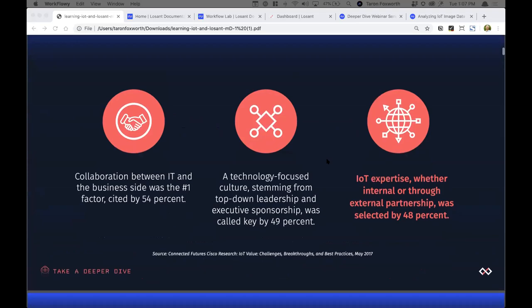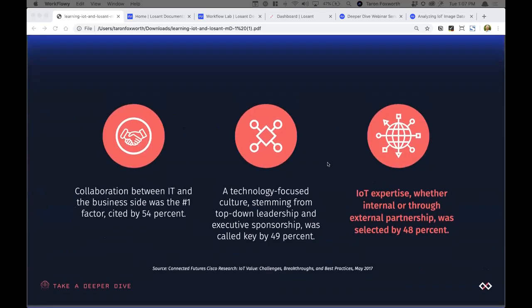And three of the things they pulled out were some things that we already know and love. So for example, collaboration between IT and OT, or just the technology behind IoT itself. But it's this third point that I found very interesting. It was IoT expertise. 48% of the factors were around IoT expertise, and that's huge.